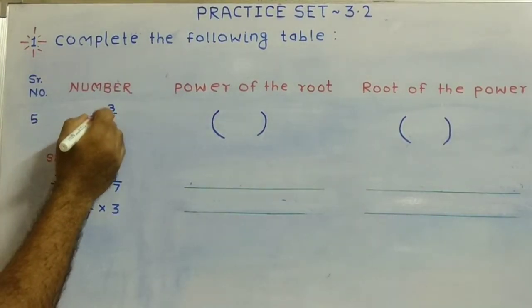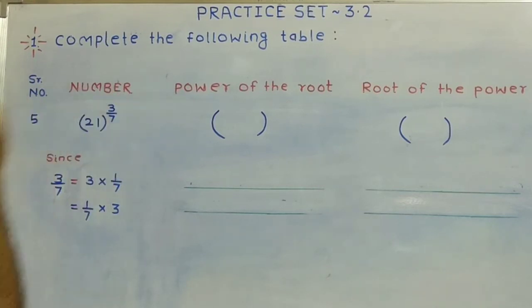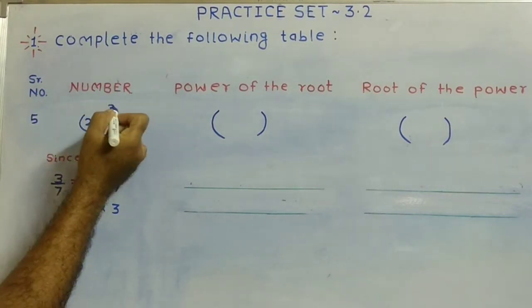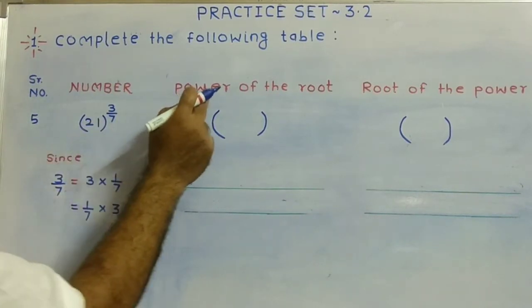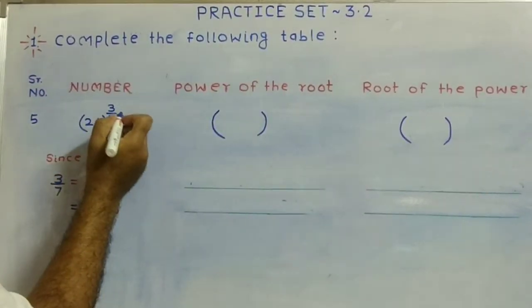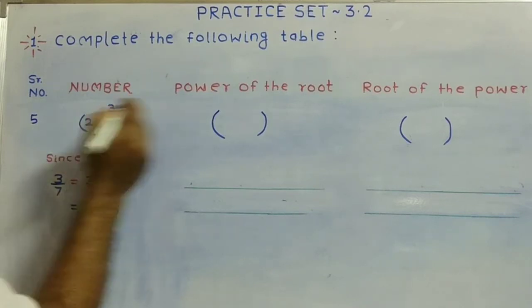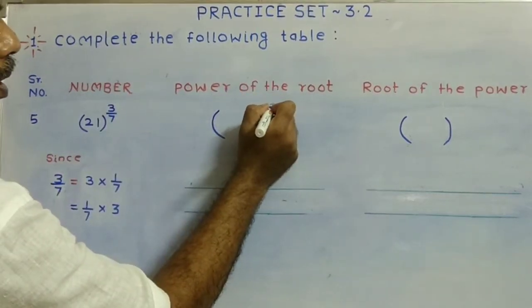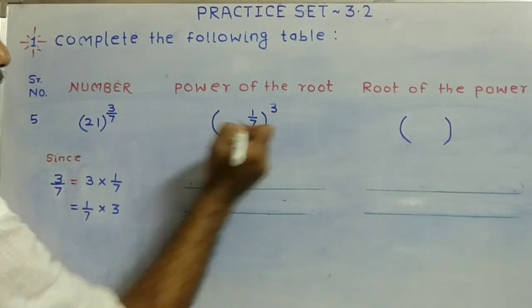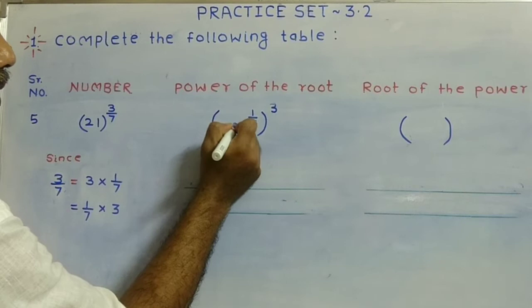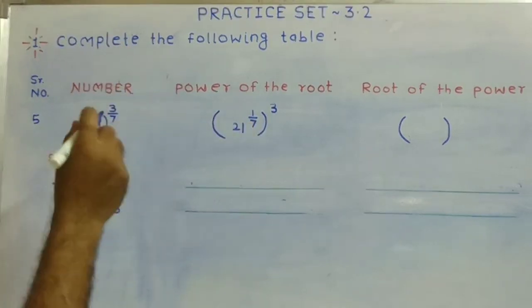This is the fifth example. In the fifth example, 21 to the power 3 upon 7. It means that here 3 is a power and 1 upon 7 is a root. Therefore, you want the power of the root. This is a simple technique. Which is your power here? 3. Write down 3 here. Which is the root here? 1 upon 7. Which is your number? That is 21.